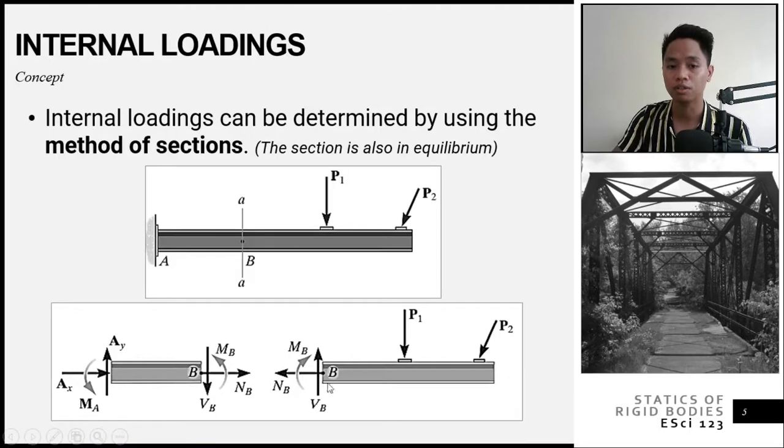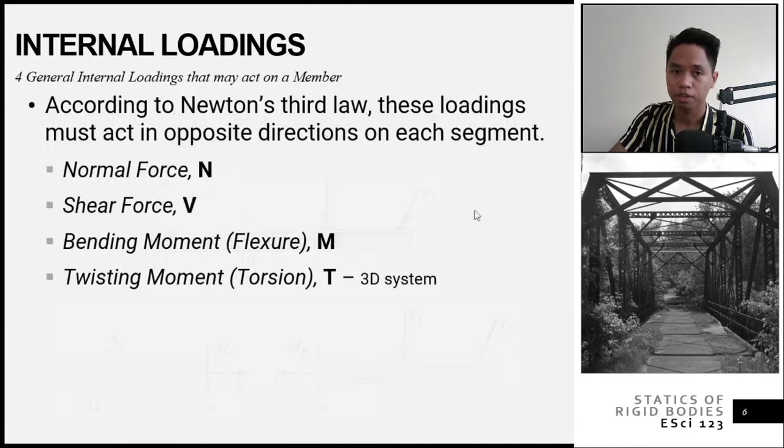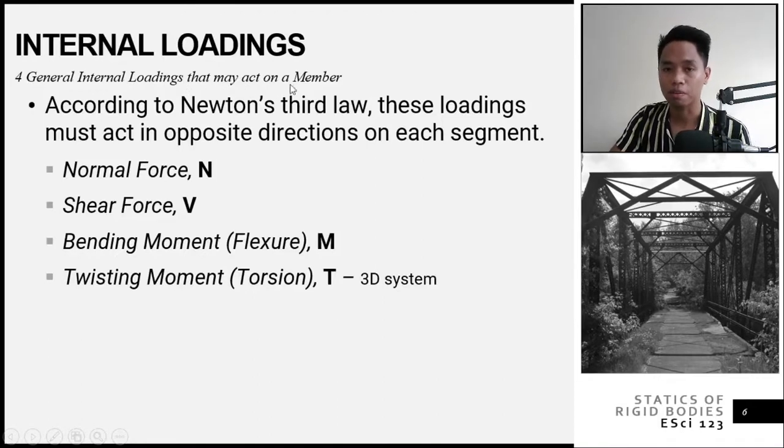But here in our internal loadings, we are sure to encounter a maximum of 4. We will discuss that later. Four internal loadings, this is how the shape looks: there are moments and there are forces. We will discuss them one by one later. According to Newton's third law, these loadings must act in opposite directions in each segment. Therefore, we have 4 general internal loadings that may act on a member.